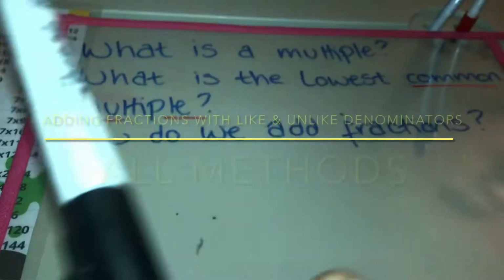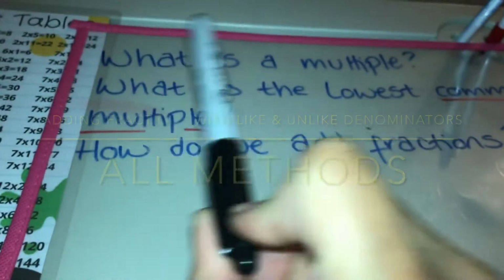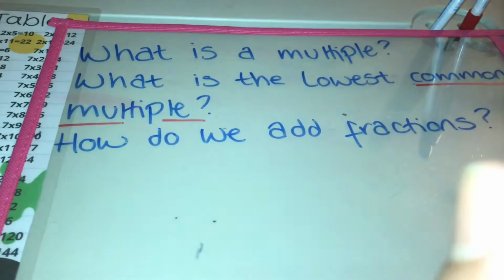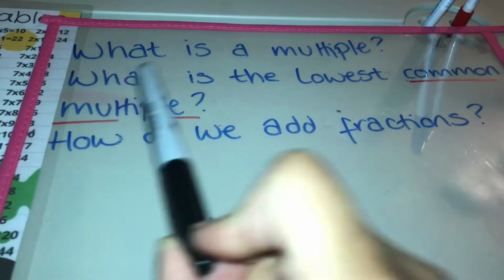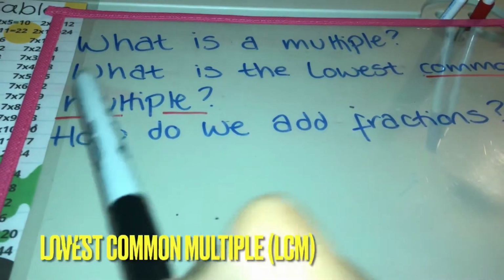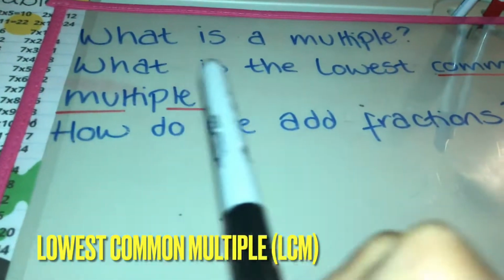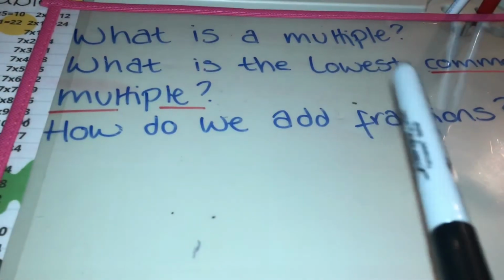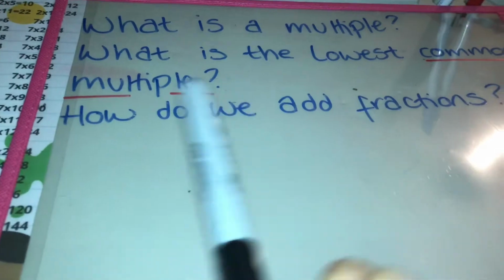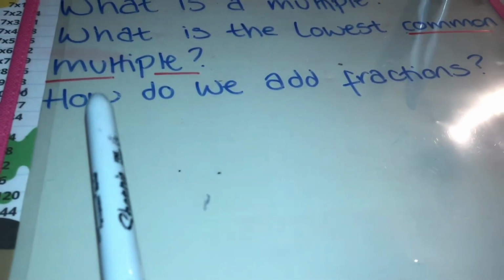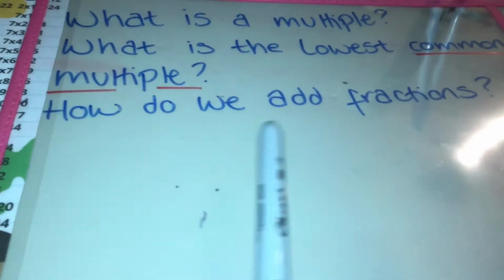So I'll put 3 questions here. The first one, what is a multiple? We're going to cover that first. Secondly, what is the lowest common multiple? And I've underlined common multiple because if you don't know what a common multiple is, you're not going to know what the lowest common multiple is. So we're going to cover that. And then the last question, how do we add fractions?